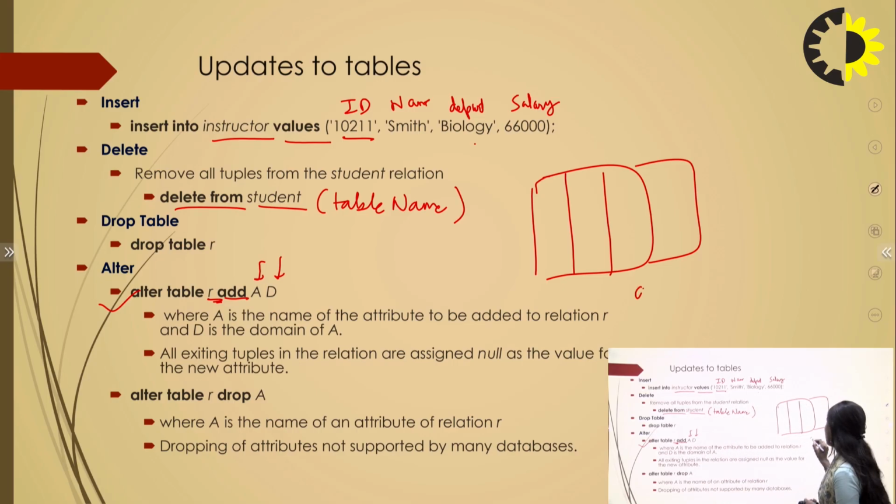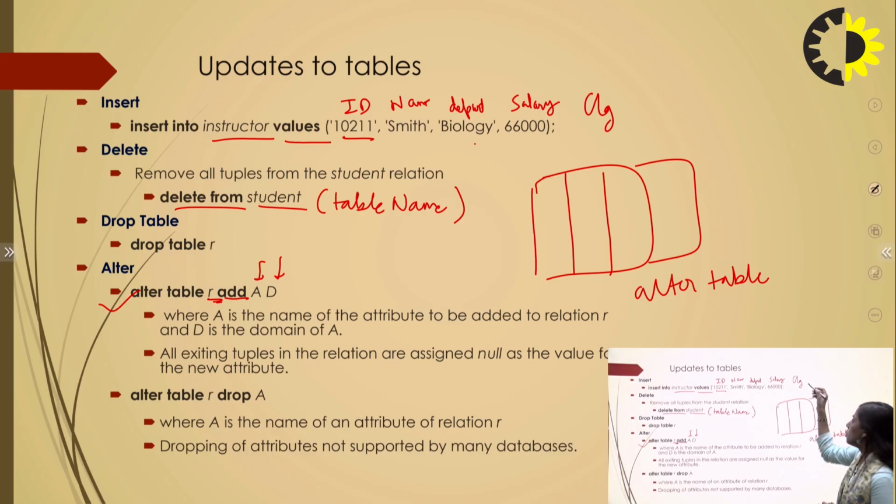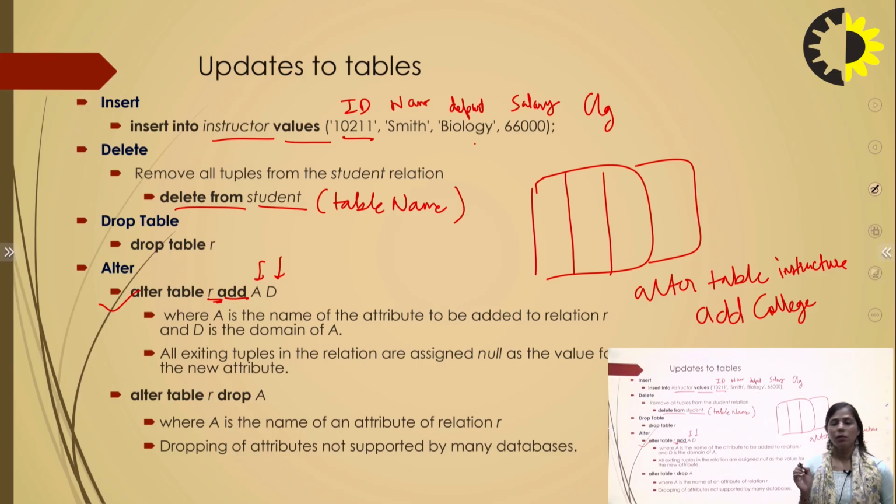So similarly, we can write alter table. For example, I'm just mentioning a college here. So the extra attribute that will be added is the college. So I'm going to write alter table, then the relation table, which was instructor. Then I'm adding an extra attribute, that is the college. And I have given varchar as the data type, and I have to mention the size. So this is how I can mention it.